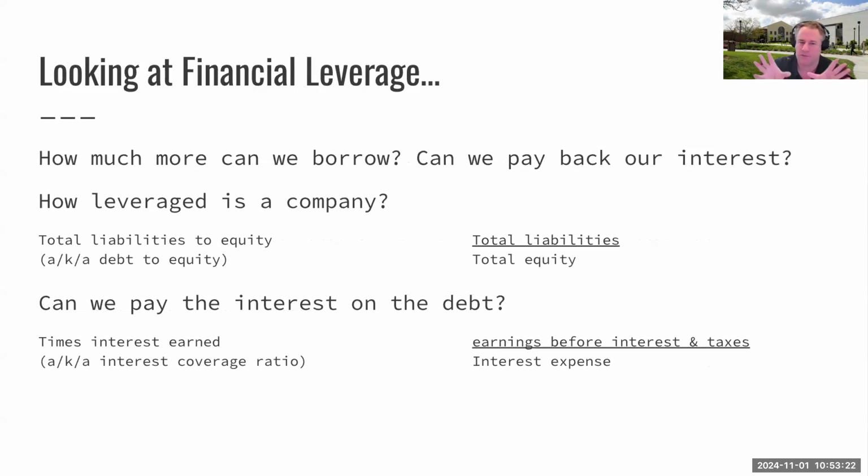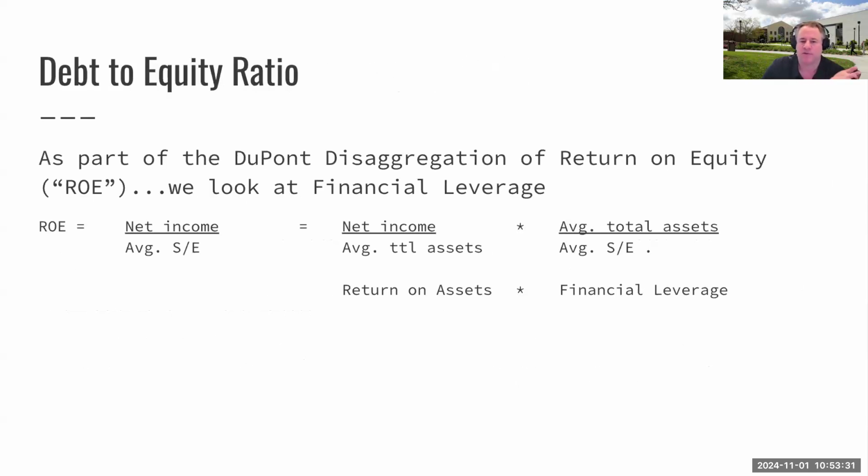So let's go ahead and get to it. When we look at financial leverage, this is part of our DuPont formula. When we disaggregate return on equity, we see return on equity is net income divided by the average shareholders' equity. But if we look at this a little more carefully, we have net income divided by average total assets, and then average total assets divided by shareholders' equity. How can we take that return on equity and go a little bit deeper?